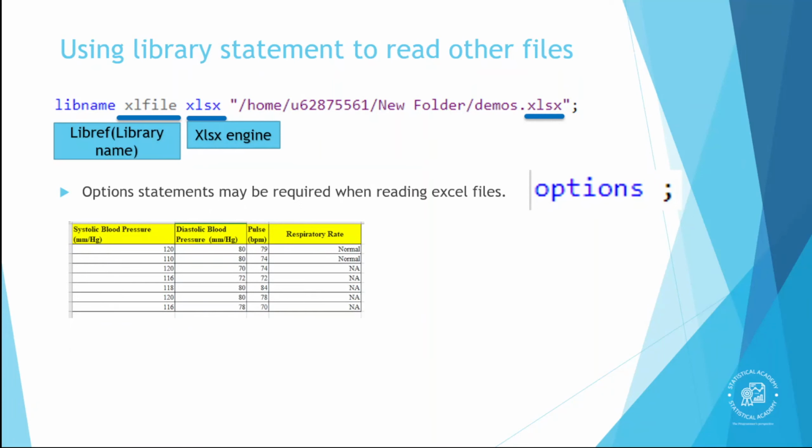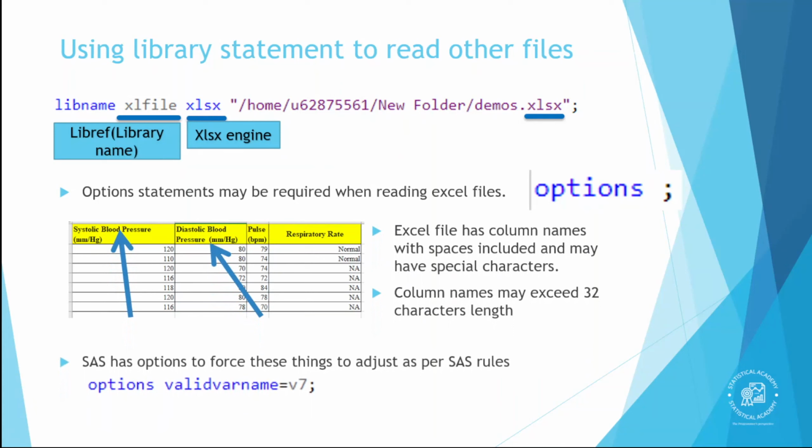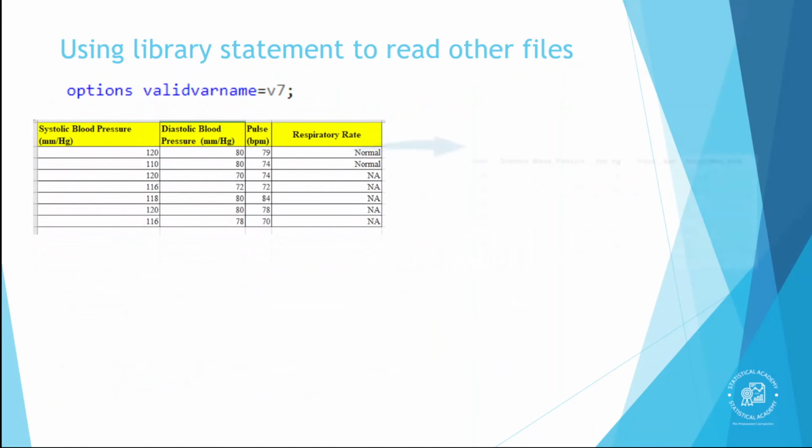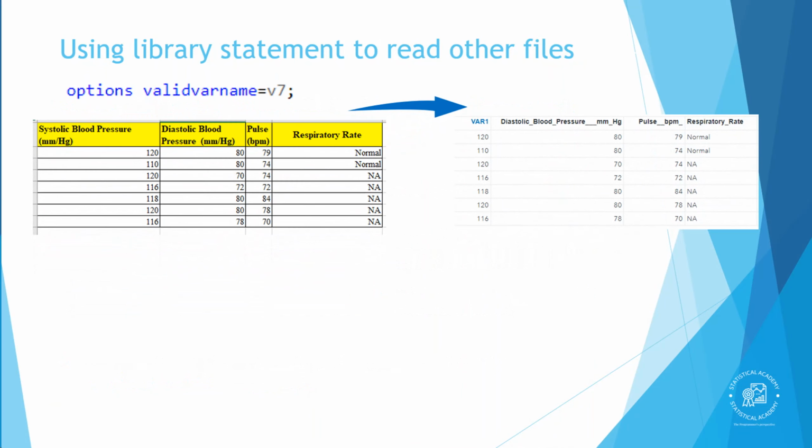Excel doesn't have any rules for column headings, so they can be longer than 32 characters and include spaces and other special symbols. When SAS reads Excel data, we can force column names to adhere to strict SAS naming conventions by using the validvarname equal to v7 system option. So this option enforces the column naming rules. With this option, SAS replaces any spaces and special symbols in column names with an underscore and truncates names greater than 32 characters.